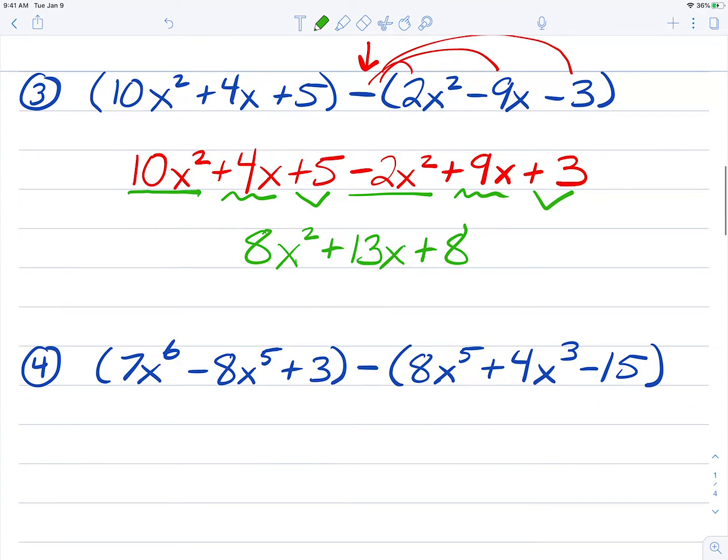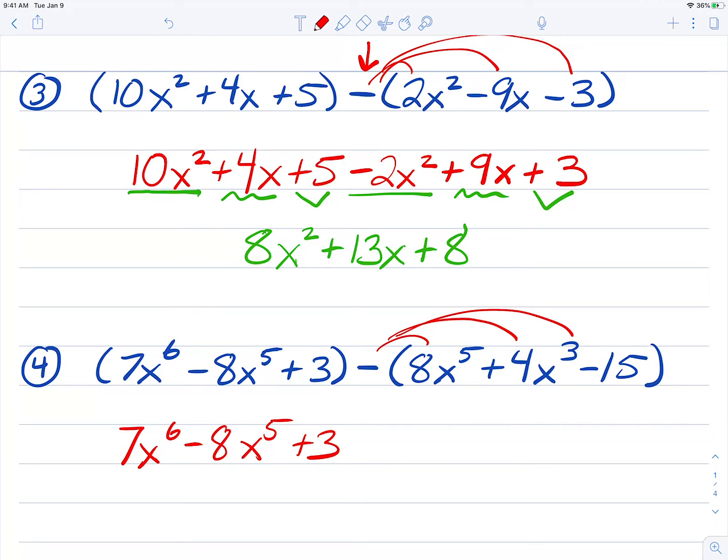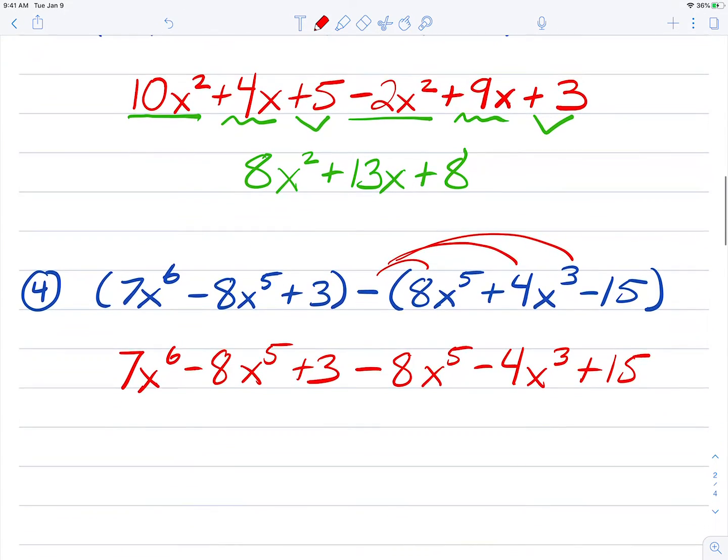And one more problem, just to make sure we all understand how this is going. First, again, I'm going to distribute my negative, which means my first polynomial is not going to change at all. Help if I wrote the correct number. So we're going to have now a negative 8x to the 5th, a negative 4x cubed, and a positive 15. Multiplying by negative just essentially changes all signs.